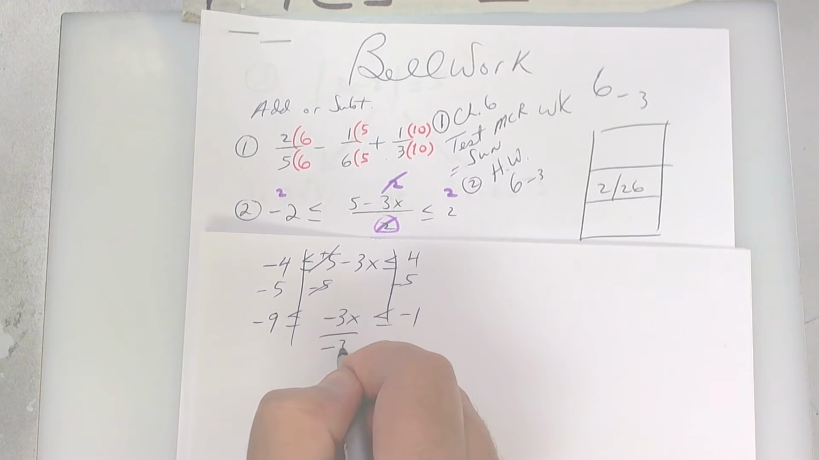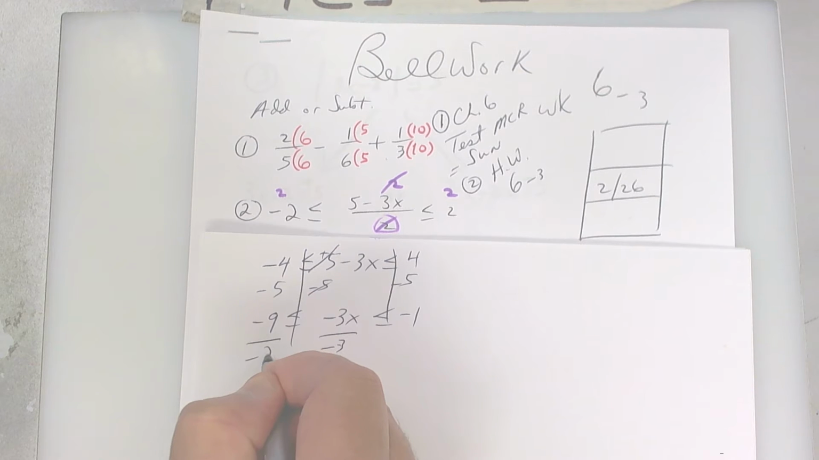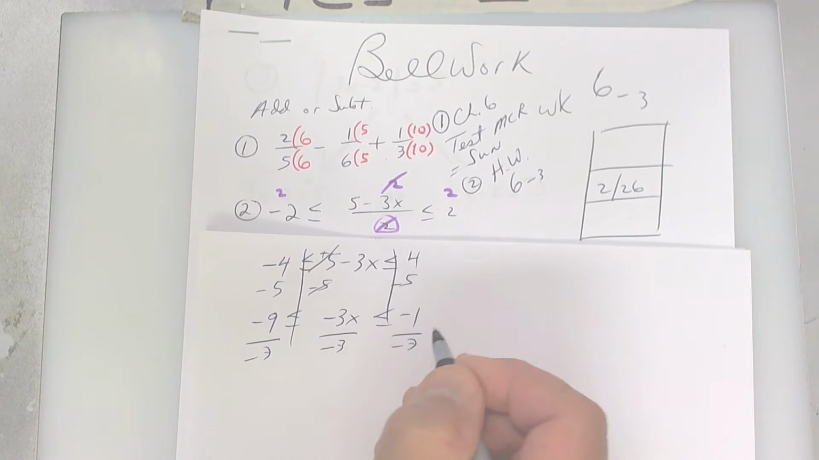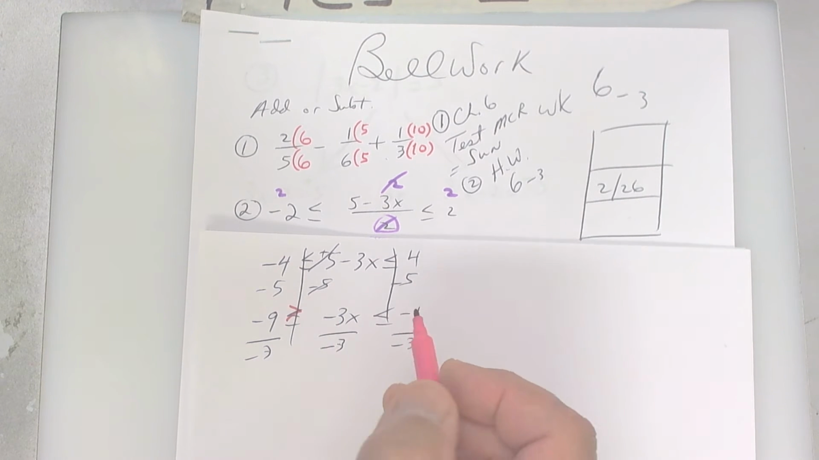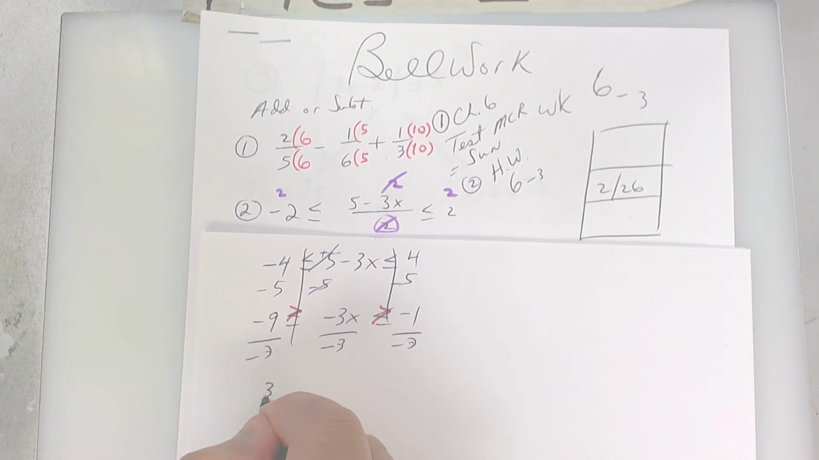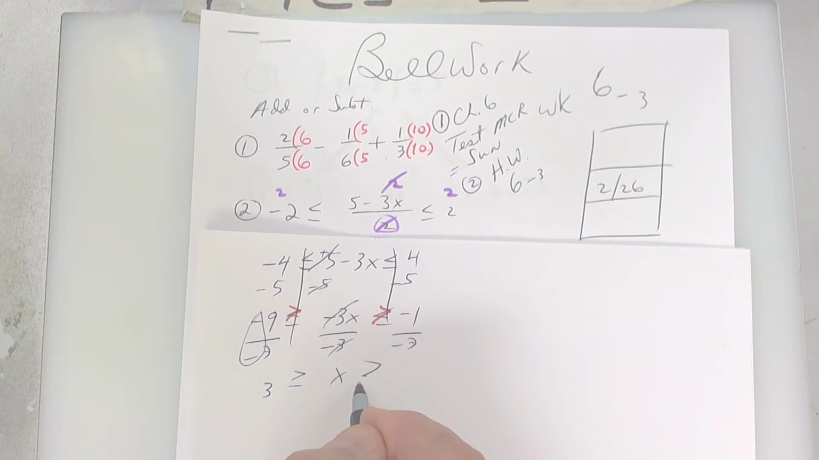Then you want to divide everything by a negative. Now remember, when you divide by a negative, you have to change the direction of the inequalities. So these right here are going to change to greater than, like that. So now you're going to get 3, a positive, because you got a double negative, x, and then this is a positive 1/3.